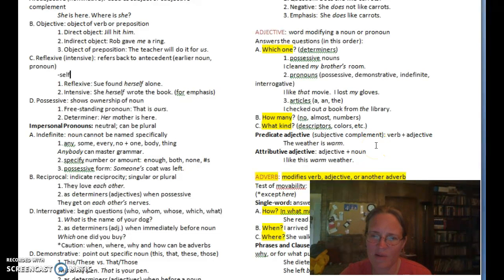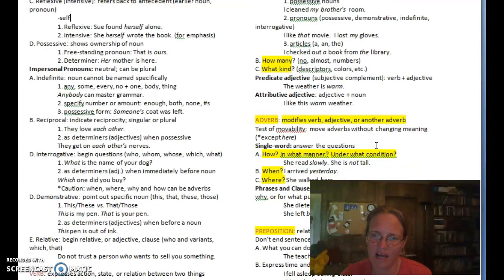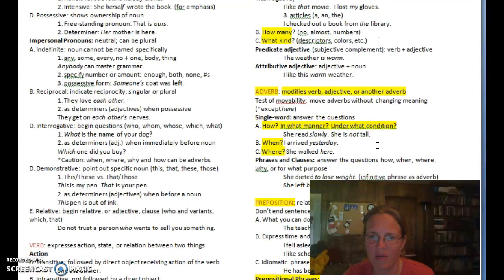We're not terribly worried about predicate versus attributive adjectives. You just need to be able to identify them. Adverbs are a little bit trickier. We often think of adverbs. People say it's something that ends in ly and that modifies a verb. But keep in mind that adverbs can modify adjectives and another adverb.